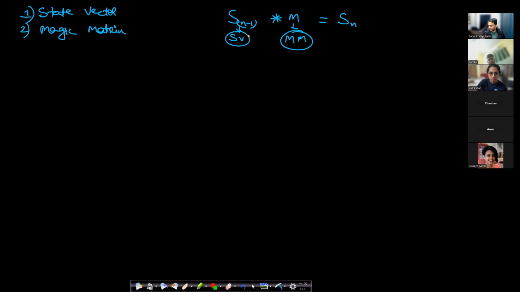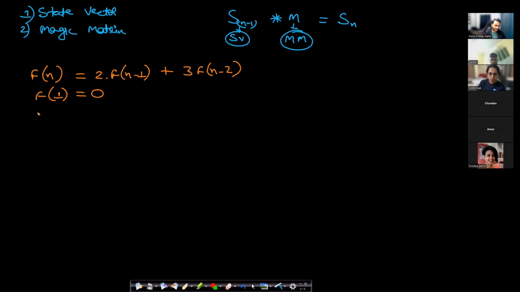So let me give you a different type of equations, and then you will understand what the recurrence relation is and what I mean by that. F of n equals 2 times f of n minus 1 plus 3 times f of n minus 2. This example is a pretty standard example in matrix exponentiation, so I am also giving the same standard thing. F of 1 and f of 2 are given as the base cases.